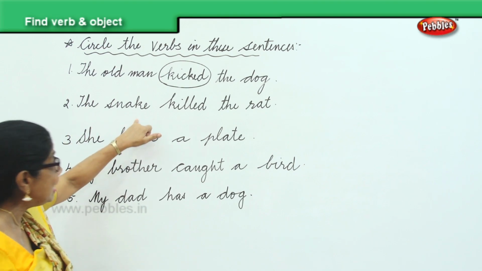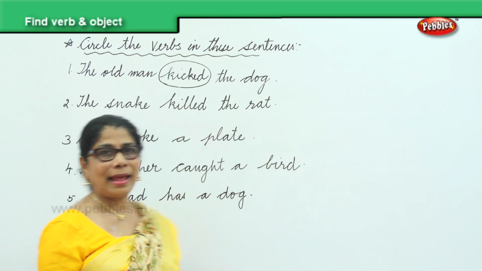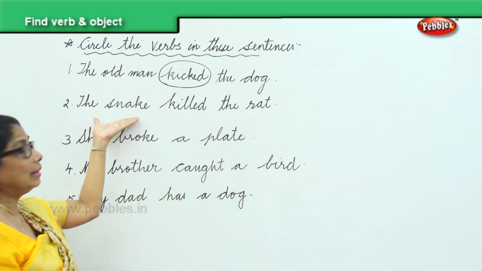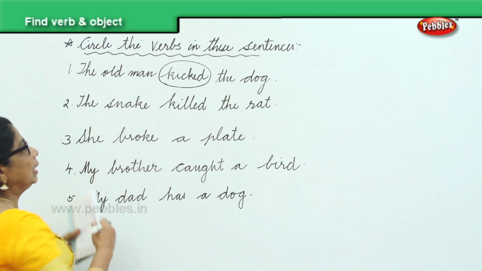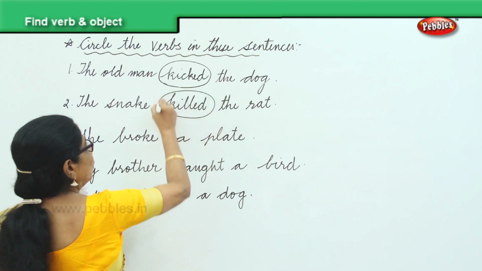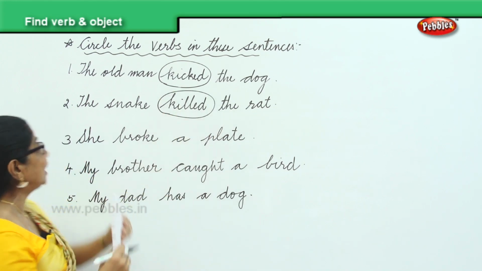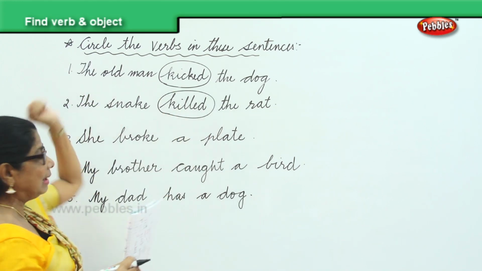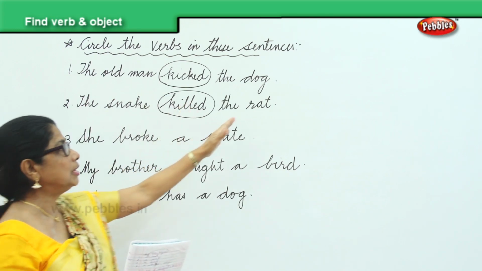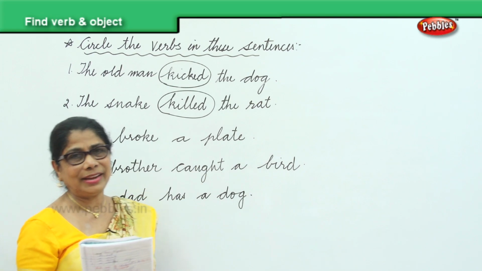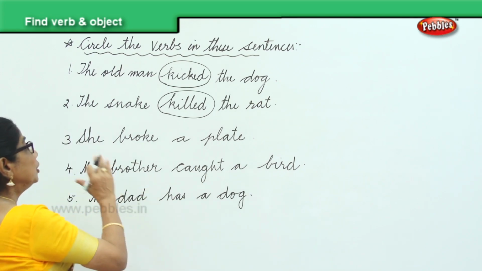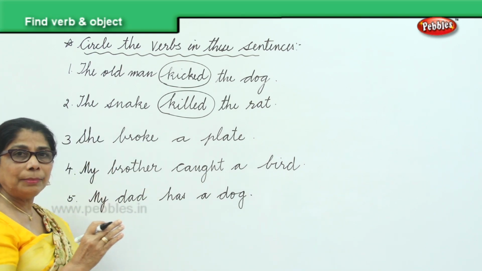Next, circle the verb in the next sentence. The snake killed the rat. What is snake? The subject. What did the snake do? Killed. That's the verb, the action. What action is the subject doing? The snake killed. What is the object here? The object that the snake killed is the rat. Got it? Okay.